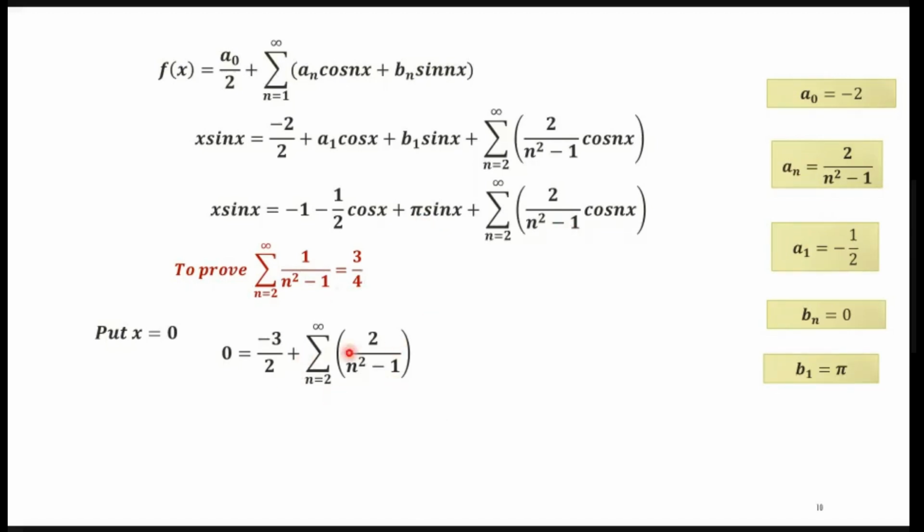Now keep this on one side, 3 by 2 to the other side, and also divide throughout by 2 to get the required answer. That is equal to summation n varying from 2 to infinity 1 upon n square minus 1 is equal to 3 by 4.